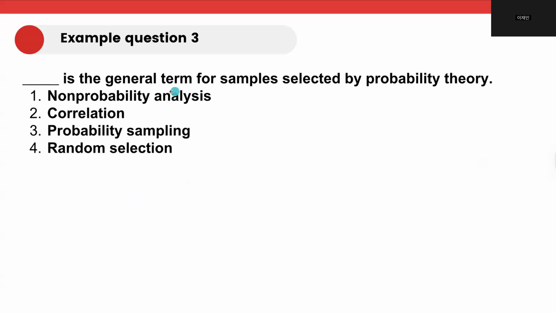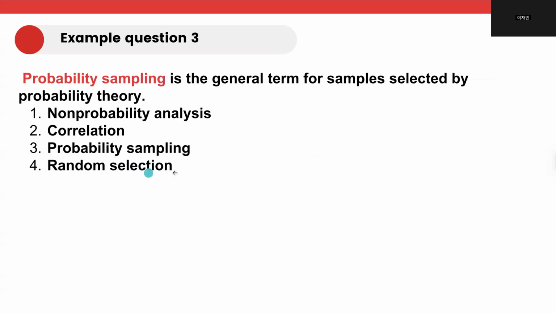Blank is the general term for samples selected by probability theory. So non-probability analysis, maybe not. Correlation, not very well covered. Probability sampling, random selection. So it is a general term for a sample selected by probability theory. Random selection could be possible, but probability sampling is the best one compared with random selection, because random selection is not the general term but refers to more specific criteria. Maybe some of the sampling methods could have that, right?